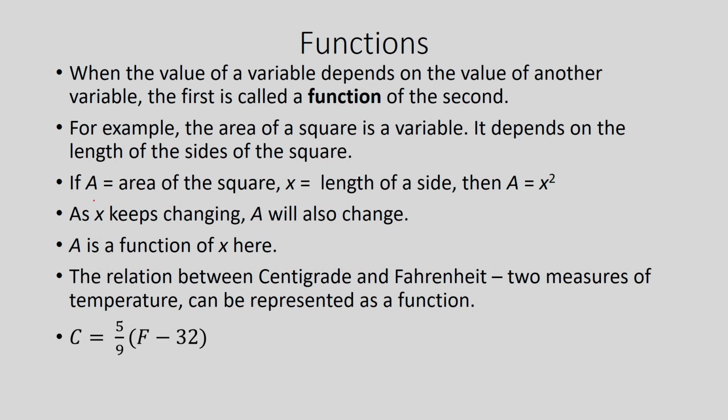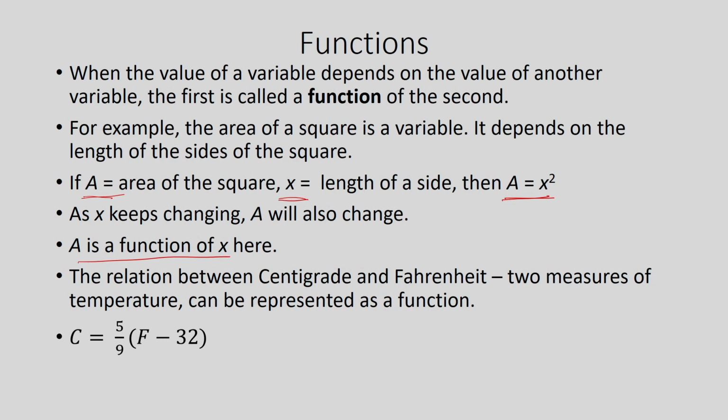So, suppose capital A is the area of any square and x is the length of a side of that square, then what we know is that capital A is equal to x square, right. So, as x goes on changing, as the side of a square goes on, let us say, rising, then A will go on rising, okay. And if x declines, then A will also decline. So, in this case we have a function where A is a function of x.